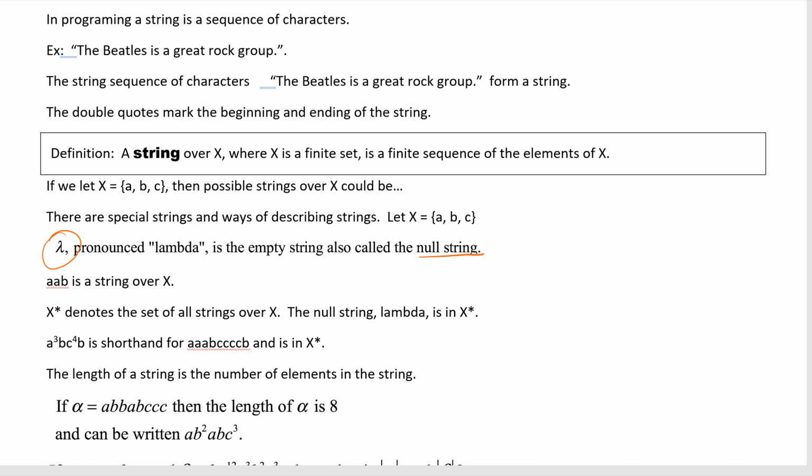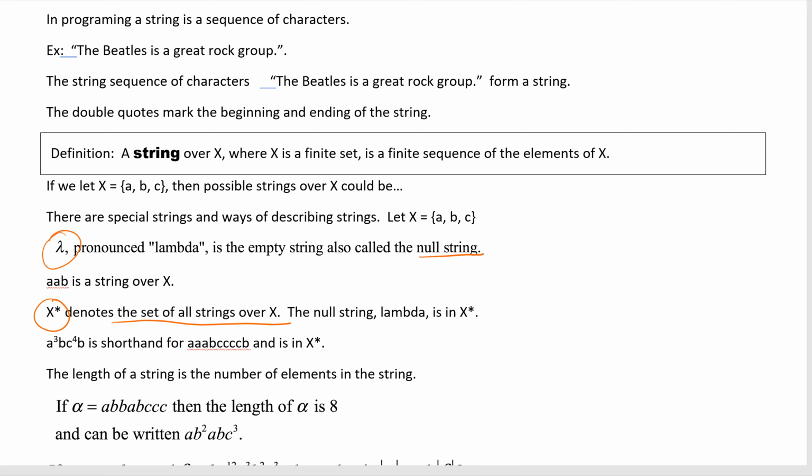AAB is a string over X. For a string, we allow the letters to repeat, of course. X star denotes the set of all strings over X. The null string lambda is, of course, in the set of all strings, because it's a string.